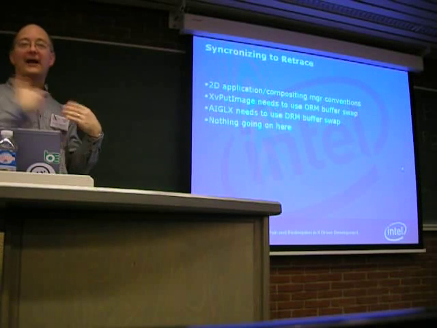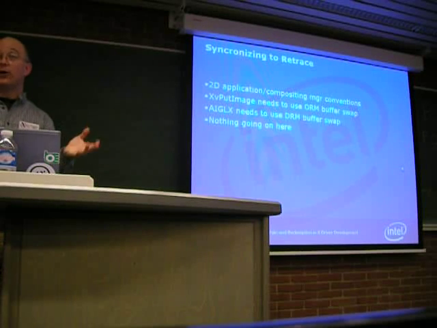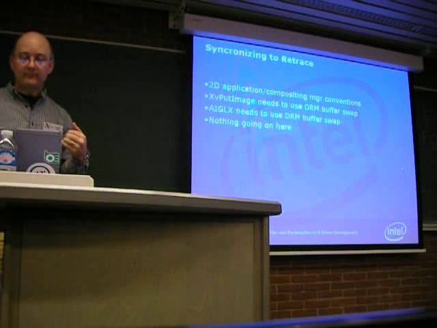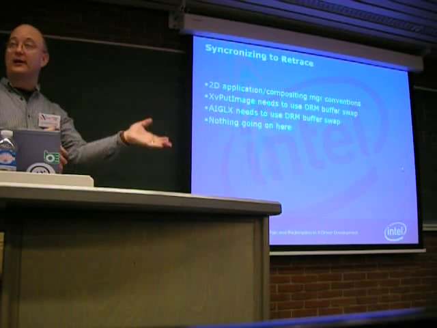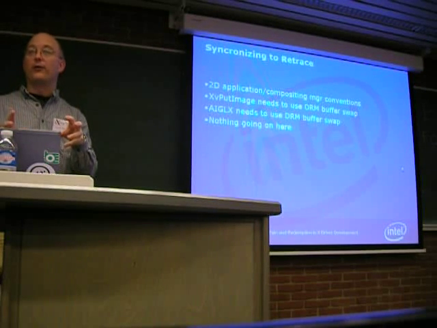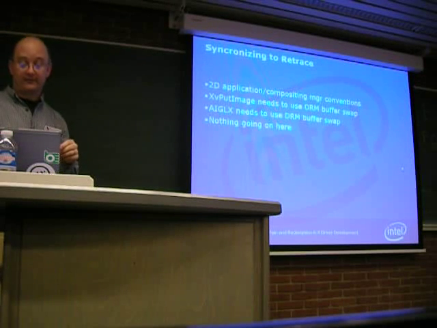So we want to make sure that XV, the video API, can use DRM for buffer swaps. You know, can use the DRM blocking mechanisms for swapping buffers. AIGLX, again, needs to be able to block in DRM for buffer swaps. There isn't a lot of action going on in this part of the API. It would be nice to see somebody actually take a stab at doing this.